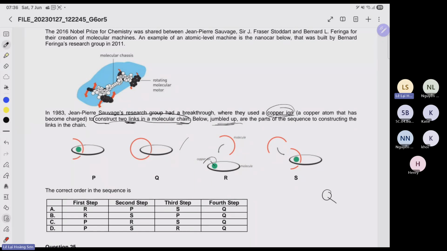So copper here will get the molecule closer to the molecule that you have already here. All right, so R is the first one. And then when you have the first one, you form this kind of complex. Okay, and then you recruit the other half before you have the final product. You recruit the first half and then the second half, and you have the correct order. Oh, sorry, this is not R, B. It's R, P, R, P, S, Q. So it's A.